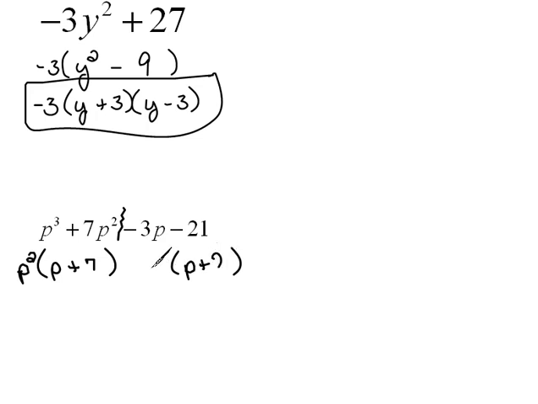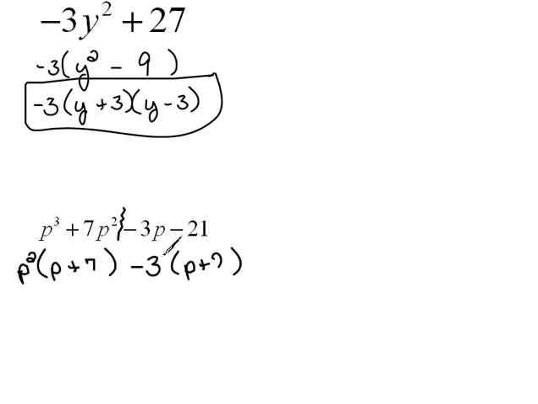So what do I need to factor out of this first term in order to be left with a p? Or another way of saying it is what times p is negative 3p? And that would be negative 3. Now let's check it and see if it's right by looking at the next term. Is negative 3 times a positive 7 a negative 21? Yes, it is. So we factored out the correct term, or the correct factor, I should say.